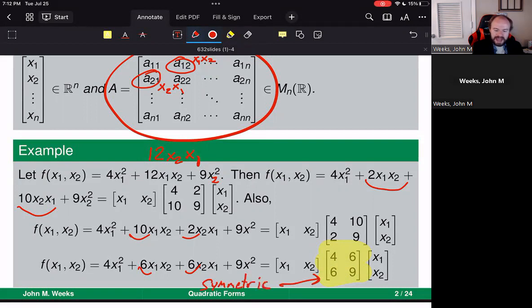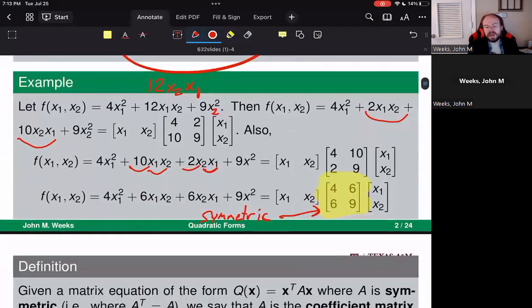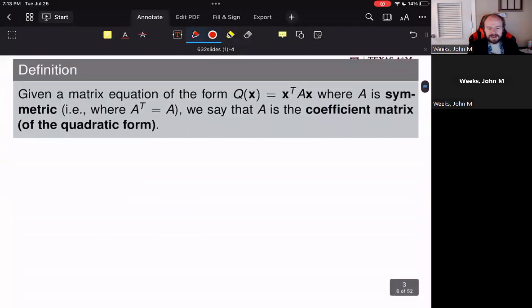So oftentimes we're going to have a choice of how to break apart two parts of a matrix that have the same arrangement of terms, namely x1, x2 and x2, x1. If we have 12 of x1, x2, we're going to split it apart so that it's 6 x1, x2 and 6 x2, x1, just like we did right down here. That is because it's going to get us a symmetric matrix, which allows us to use some of the machinery that we've developed with symmetric matrices in the past. So given an equation of the form x transpose A x, where A is a symmetric matrix, where its transpose is itself, then we say that A is the coefficient matrix of the quadratic form.